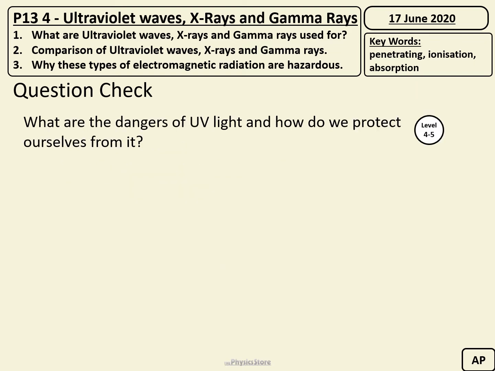Question check, grades 4 to 5. What are the dangers of UV light and how do we protect ourselves from it? So again, pause, place your ideas in bullet points because that's effective in stating your points, and then self-assess in green if you're typing and self-assess in green pen if you're writing this down. I'll give you a couple more seconds, just pause, and then I'll go through the answers.